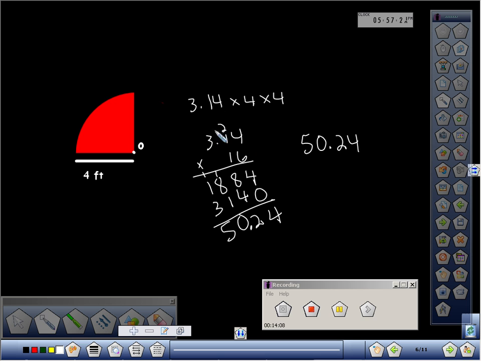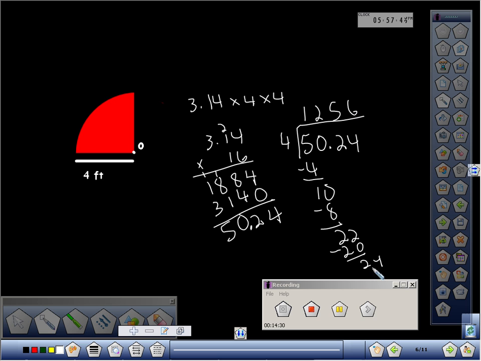But we want to know what just this 1/4 of it is. So we're going to divide it by 4. And that's going to let us know what 1/4 is. That's 1. That's 4. That's 10. That's 2. That's 8. 10 minus 8 is 2. Bring down the 2. 4 goes in that 5 times. 5 times 4 is 20. Subtract, you get 2. That's a 6. 6 times 4 is 24. You get 0. Bring your decimal up. So just this portion right here is going to be 12 and 56 hundredths feet squared.